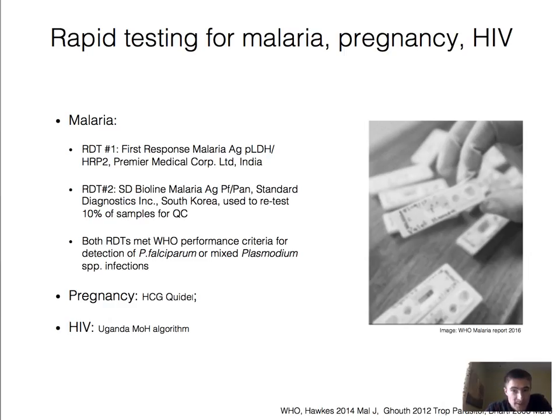Both groups of participants were screened for malaria using 2 rapid diagnostic tests. Both of these rapid diagnostic tests met WHO performance criteria for detecting Plasmodium falciparum or mixed Plasmodium infections. All women in this study were also tested for pregnancy and HIV.